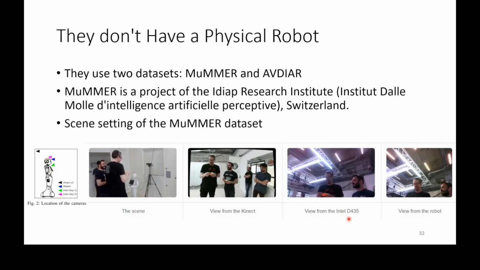It is the Intel D345. They put the depth camera either on top of the Pepper or in front of the Pepper. So this is the image captured by the Intel camera. And there is an additional Kinect depth camera. You can see here it is on a tripod. So this is the image captured by the Microsoft Kinect camera. So there are three different camera sets to capture videos.